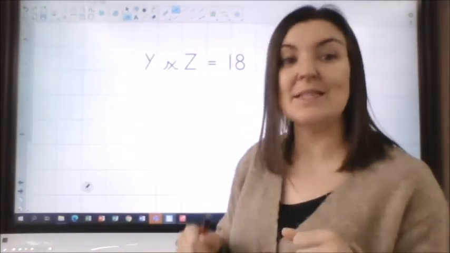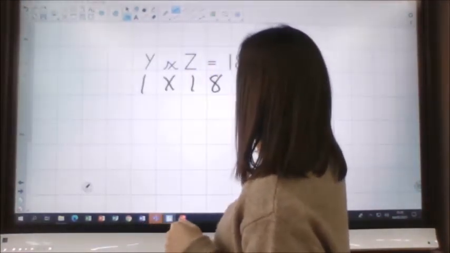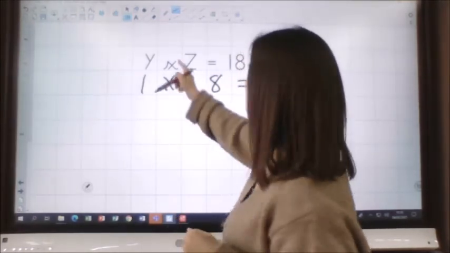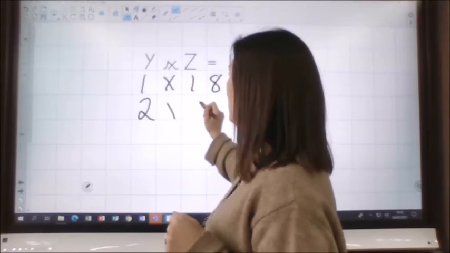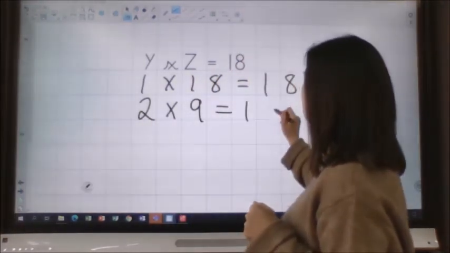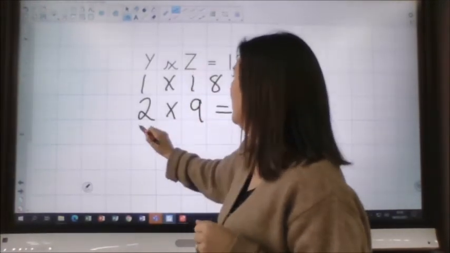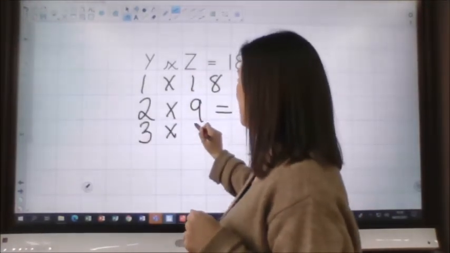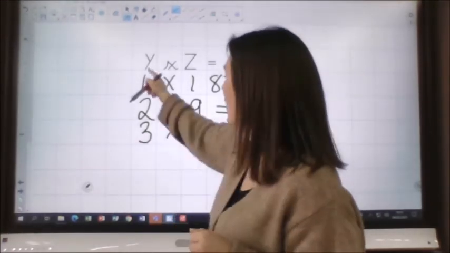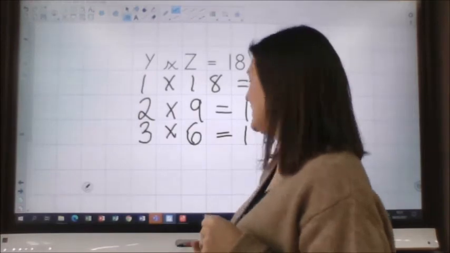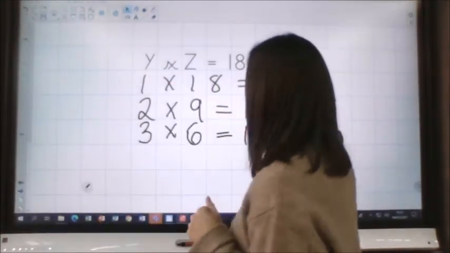Okay, so let's have a look at it together. So you could have had 1 and 18. So y could be 1, z could be 18. You could have had 2 and 9. So y could be 2, z could be 9. You could have had 3 and 6. Y could be 3 and z could be 6. So that will help you with the very last question today.